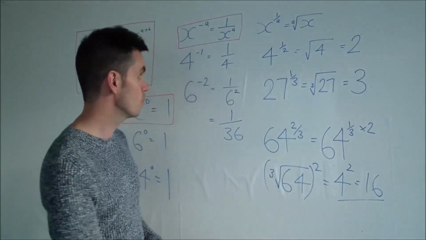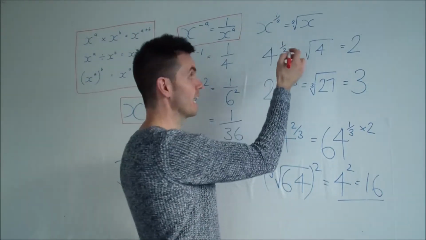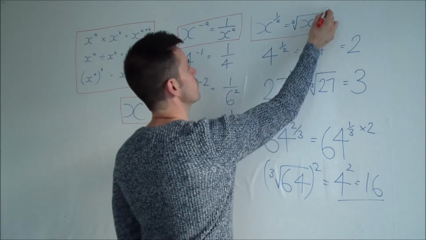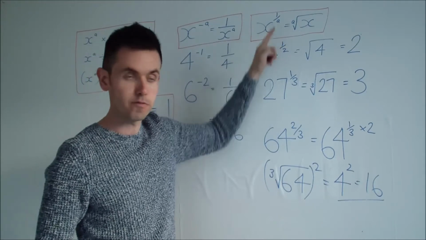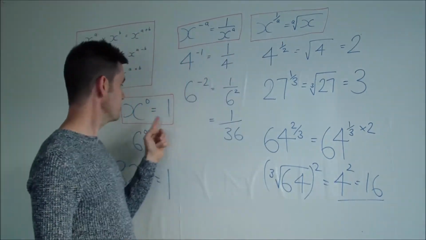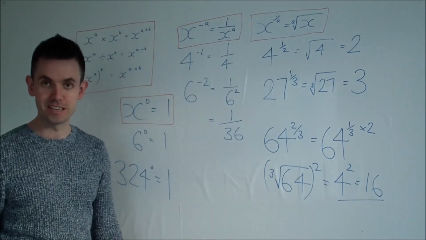But your general law, once more, is x to the power 1 over a is equal to the relevant root of x, where a is the denominator of this fraction. So you've got 3 nice, new, lovely index laws to learn.